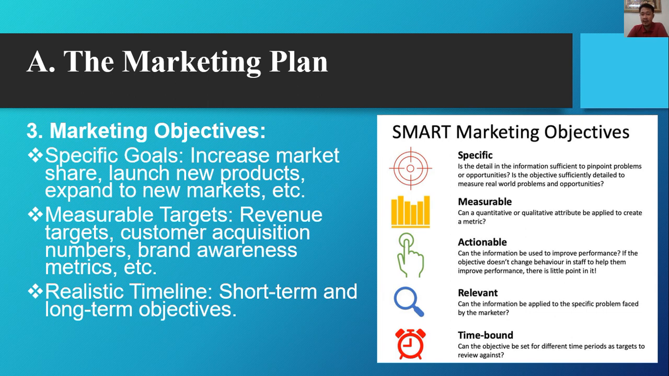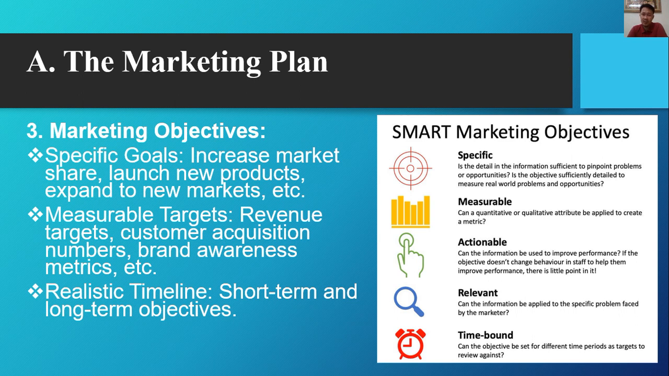Next is our marketing objective. In our marketing objective, we need to consider what we call SMART marketing objectives. You need to have specific, measurable, at the same time actionable, relevant, and time-bound. So these are your objectives. As part of your specific goals, for example, it is to increase your market share, or if you want to launch a new product, or to expand to a new market.